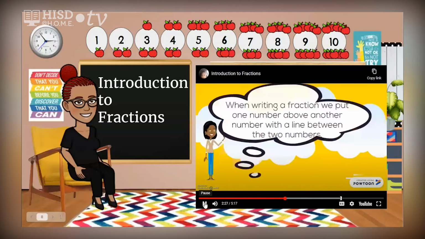When writing a fraction, we put one number above another number with a line between them. We call the top number a numerator. A numerator tells us how many parts we're talking about. The bottom number is the denominator. It tells us how many parts there are all together.